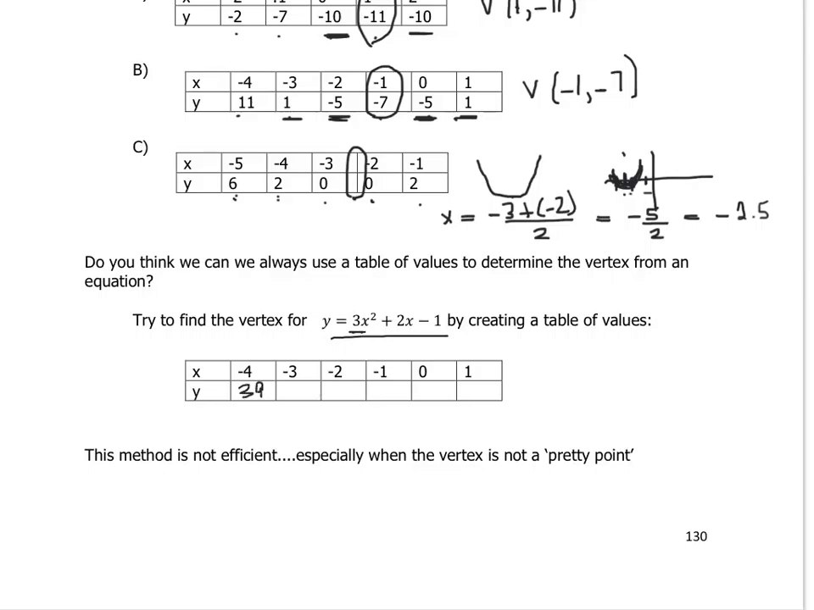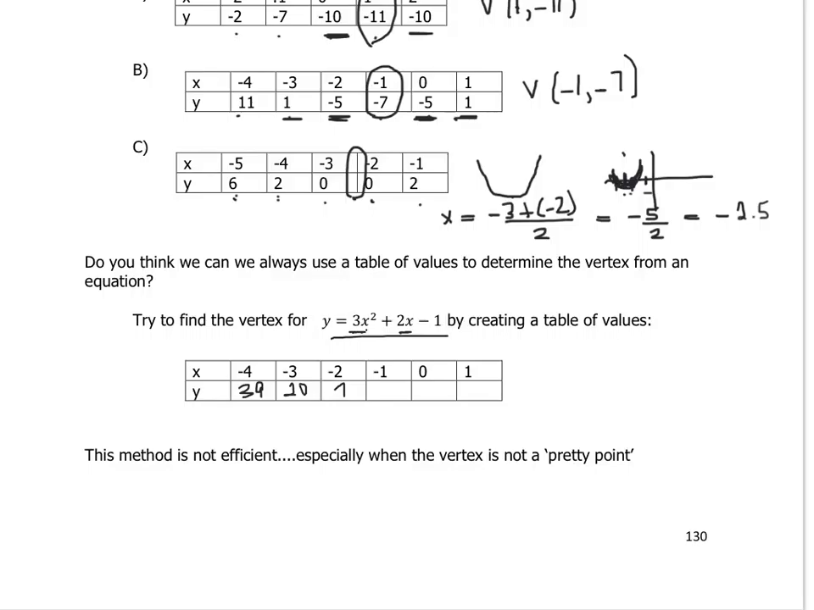Then if we plug in -3, we square the 3, get 9, times 3 would be 27. 27 plus 2 times -3 would be -6. So 27 minus 6 is going to be 21. And 21 minus 1 is going to be 20. If we plug in -2, we're going to get -2 squared is 4, times 3 is 12. 12 plus 2 times -2 is -4. So 12 minus 4 is 8, minus 1 is 7.